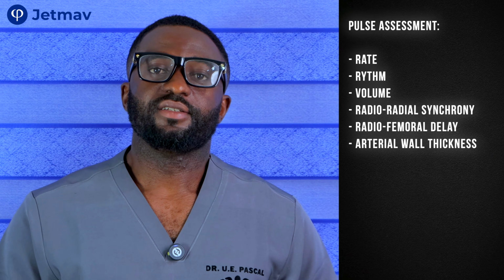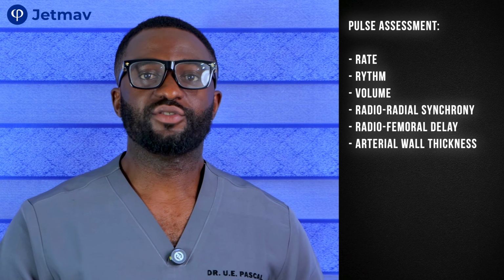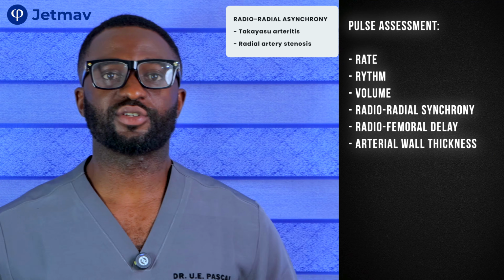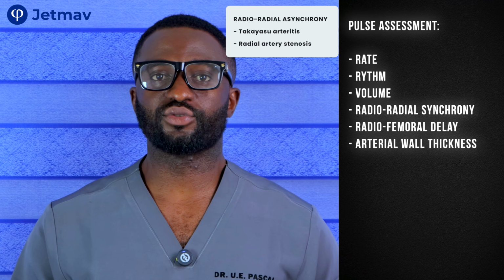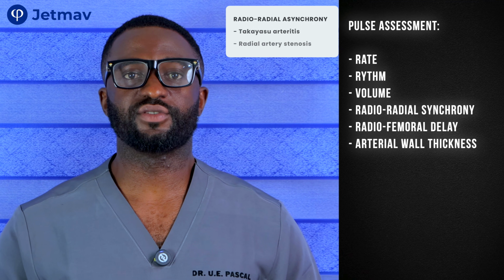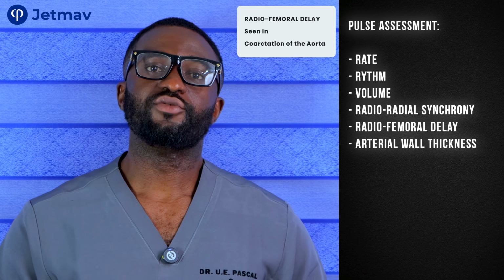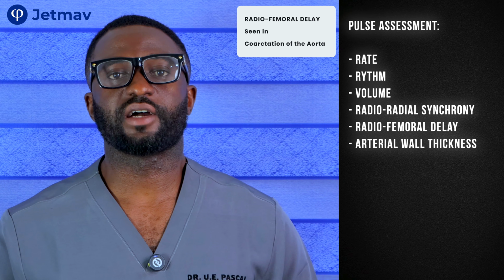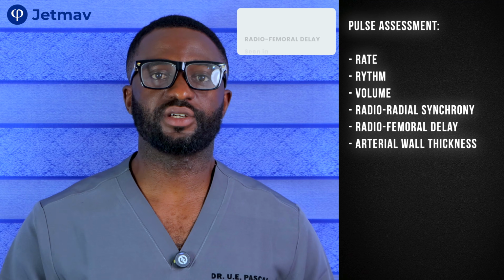Then after the pulse volume, you move over to checking for radio-radial synchrony. You might have a unilateral absent pulse, which can be seen in Takayasu, just like we already mentioned, or radial artery stenosis. So it's always good to compare the 2 sides. That's the essence of the radio-radial synchrony. Then apart from that, you also check for radio-femoral delay. This is commonly seen in coarctation of the aorta, where the femoral pulse is slower than the radial pulse.